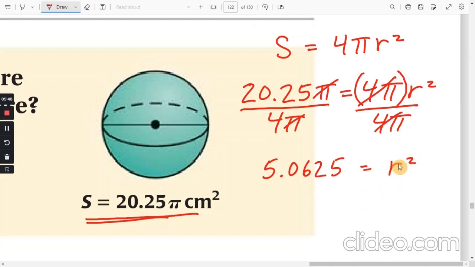Solving for r, the opposite of squaring something is to take the square root. So I do that to both sides. And the square root is 2.25.